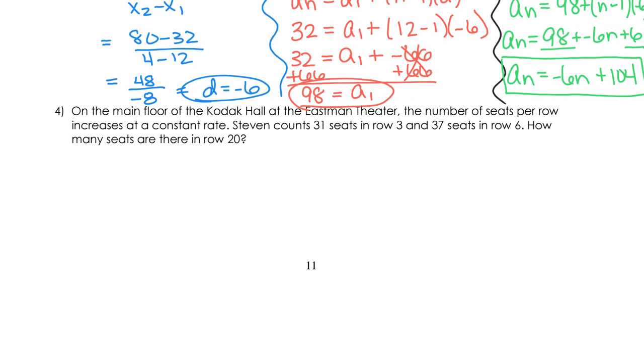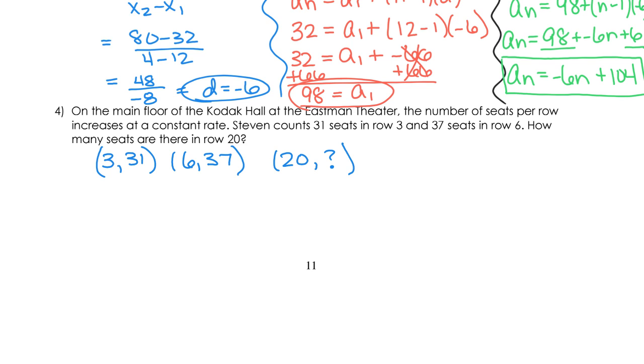On the main floor of the Kodak Hall at the Eastman Theater, the number of seats per row increases at a constant rate. Stephen counts 31 seats in row 3 and 37 seats in row 6. How many seats are there in row 20? So in row 3, there are 31 seats. In row 6, there are 37 seats. How many seats are there in row 20?